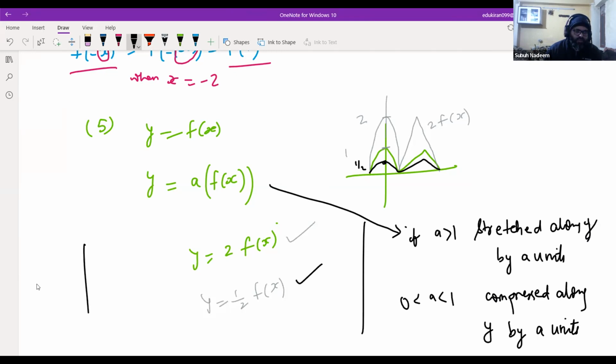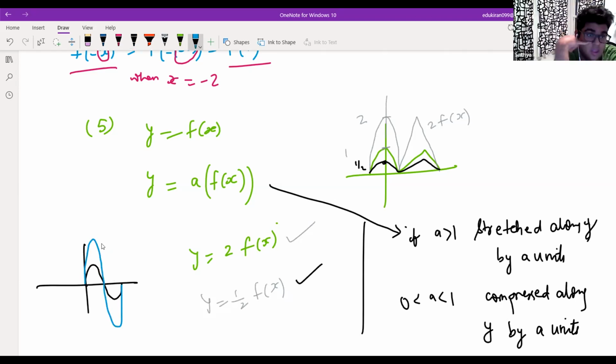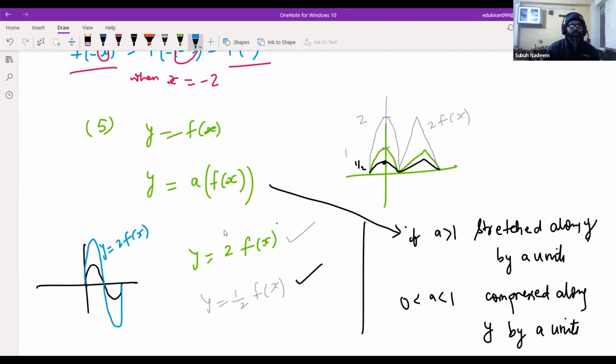Even if the graph is some above the x-axis and below the x-axis, then also the same thing will happen. It will be stretched along y like this. This is y is equal to 2 of f of x. By 8 units or by 8 times you should write multiple of it.